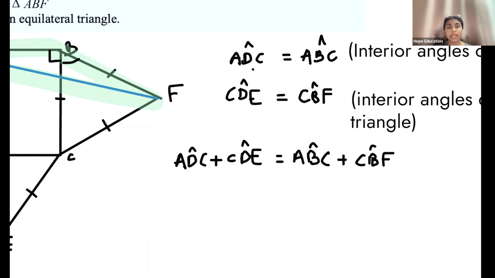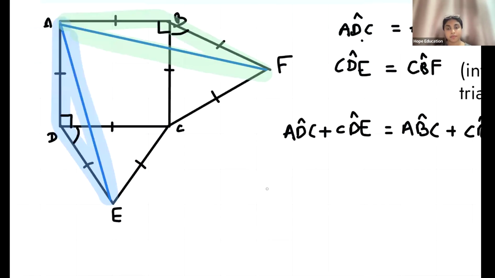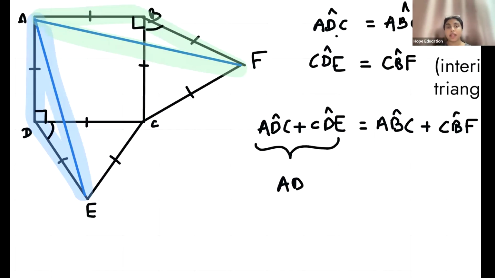When we add them, we get the big triangle ADE angle. So when you add these two, you get ADE. Then ABC and CBF are these two angles. When you add, you get the big angle ABF. So these two are therefore equal.